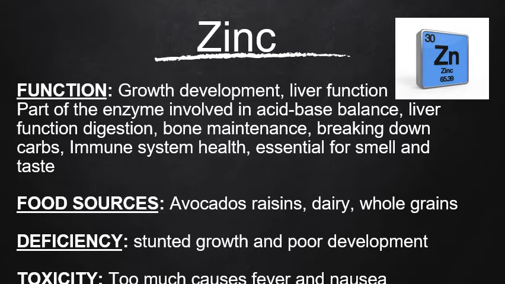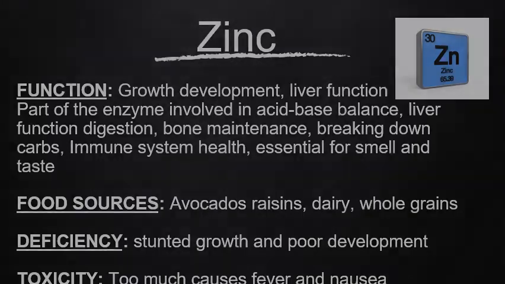We can find zinc in avocados, raisins, dairy, and whole grains. If we do not get enough zinc, specifically in early childhood and during childhood, it can cause stunted growth and poor development. However, if our body gets too much of it, it can cause fever and nausea. So we need that right balance of the amount of zinc in our bodies because it's very important, but too much of it can make us sick.